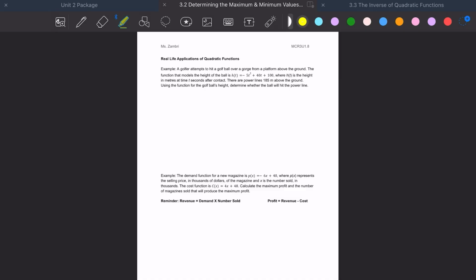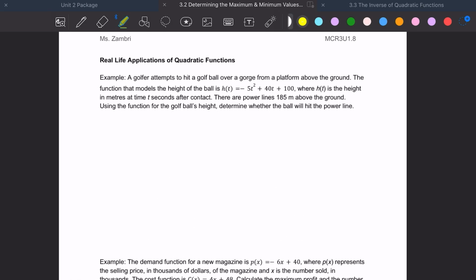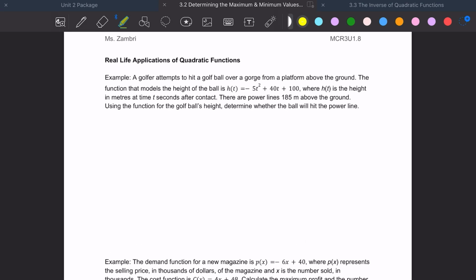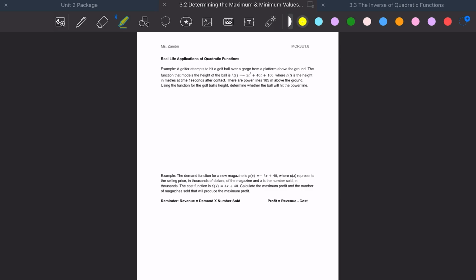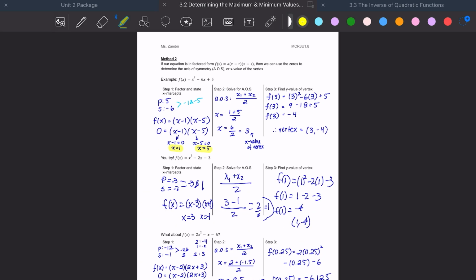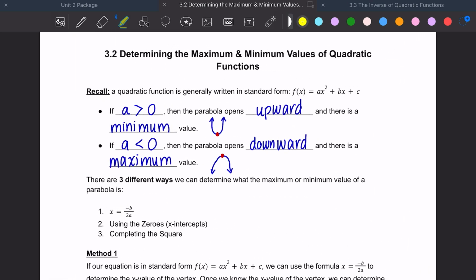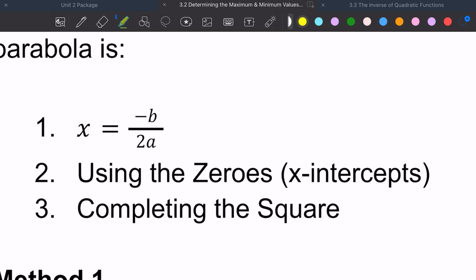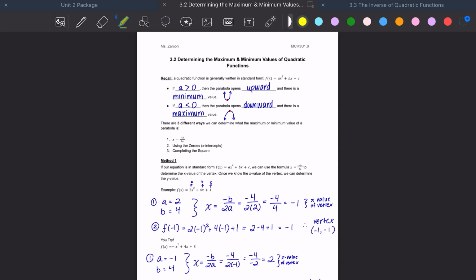Hi, friends. Okay, so I just want to go back and finish off what we did yesterday. For the people who missed yesterday for the English field trip, we did how to determine maximum and minimum values of a quadratic function. We did these 3 methods. X equals negative b over 2a is one way to find the x value of the vertex, and then you just plug it in to solve for y. Another is using the zeros to find the AOS and then solving for y, or completing the square. We practiced those things yesterday.